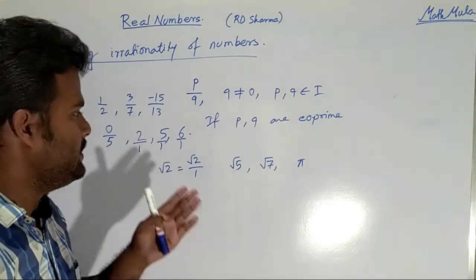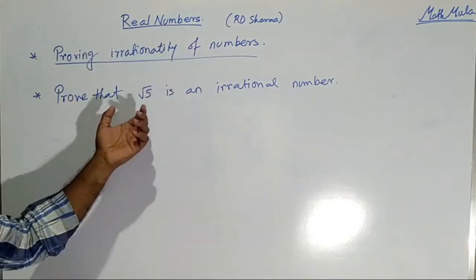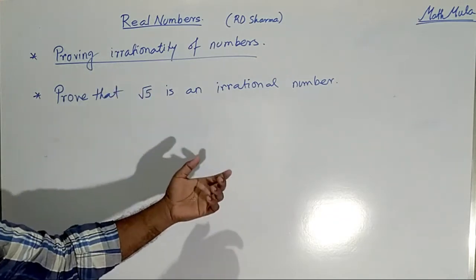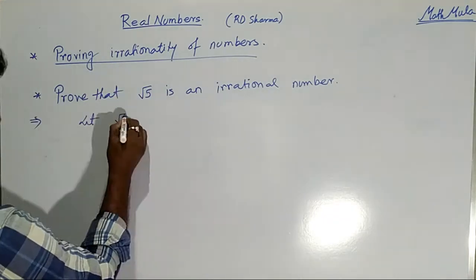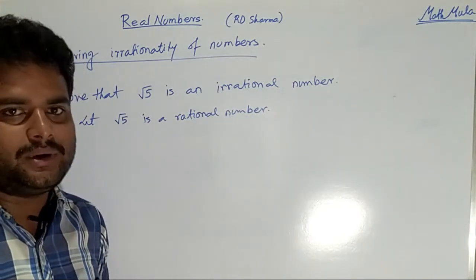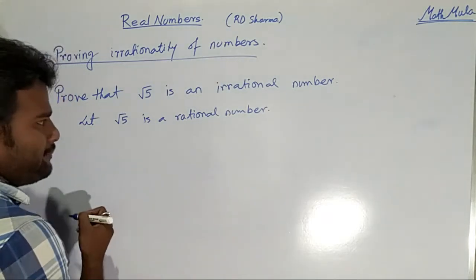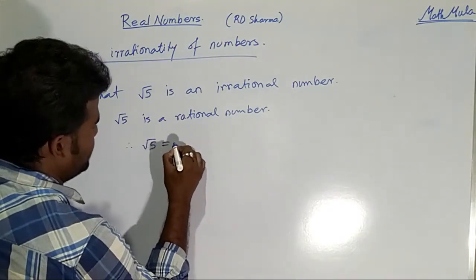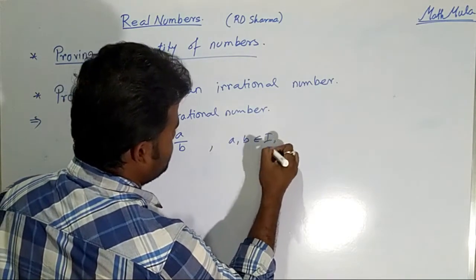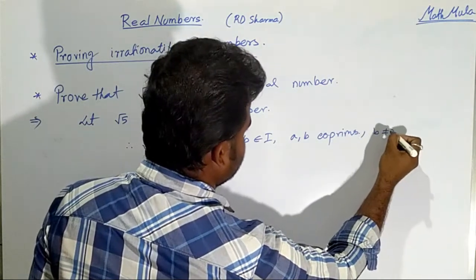Now we prove whether a number is rational or irrational. Now we have to prove root 5 is an irrational number. We prove root 5 is irrational by contradiction. Let root 5 be a rational number. That means root 5 can be expressed in the form p by q or a by b. Therefore, root 5 can be written as a by b, where a, b belong to I, that means integers, and are coprime to each other, b not equal to 0.